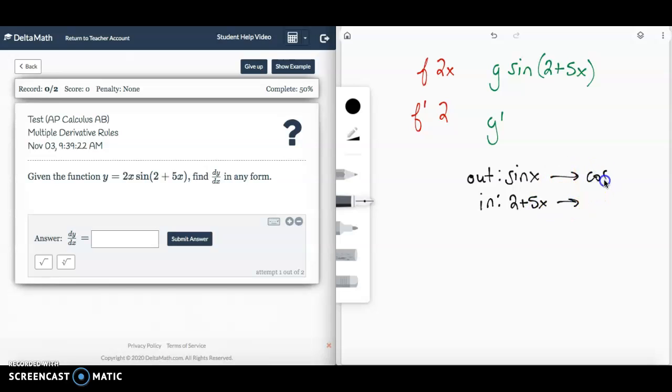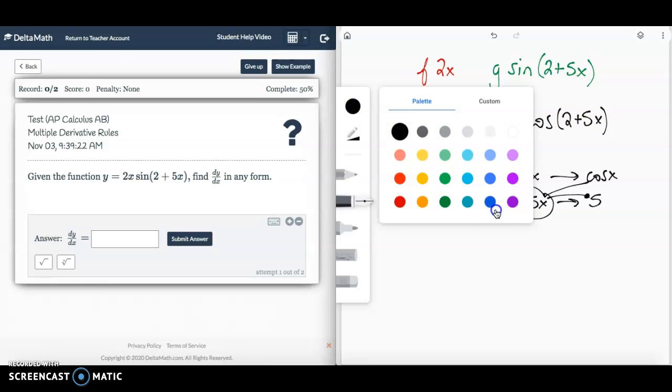Derivative of sine is cosine. Derivative of 2 plus 5x is just 5. So derivative of the outside, keep my inside the same, times the derivative of the inside. So I'd end up getting 5 cosine of 2 plus 5x. Oh, that should have been in green.